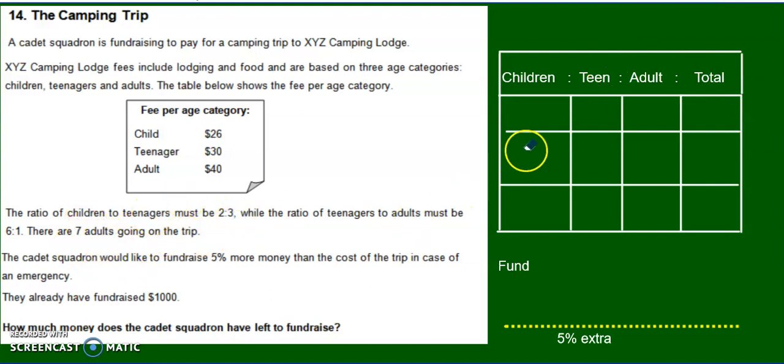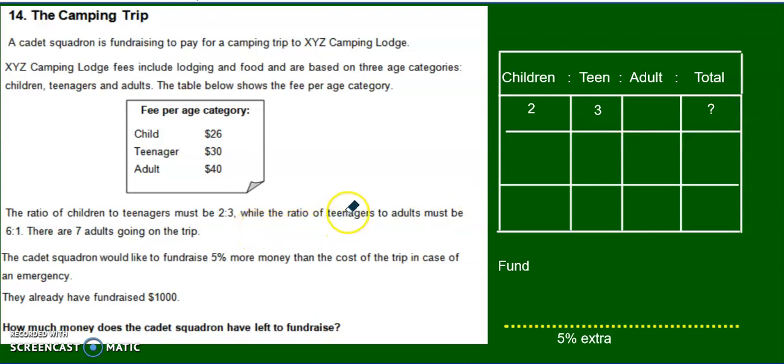So that's 2 to 3. We don't know how many adults, and we don't know the total. Okay, so we know that's 2 to 3. What else did he tell us?